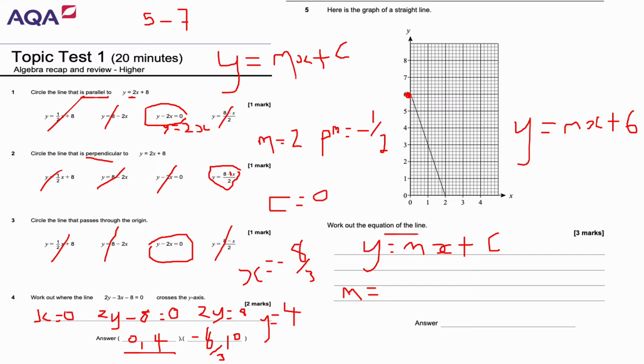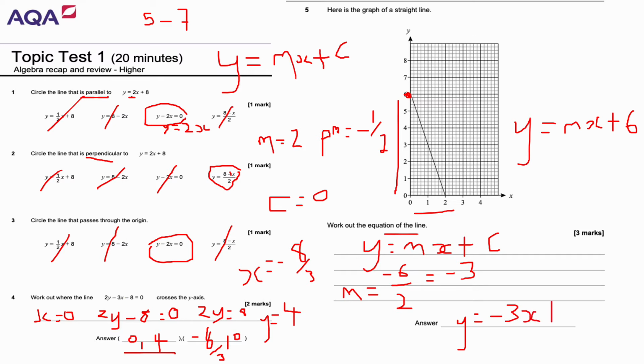So how steep it is, so the height here divided by the width. It's going from 6 to 0, so it's going down 6, so it's minus 6, divided by, it's going across 2. Now minus 6 divided by 2 is minus 3, or negative 3. So therefore I can deduce that my final answer is y equals minus 3x plus 6.